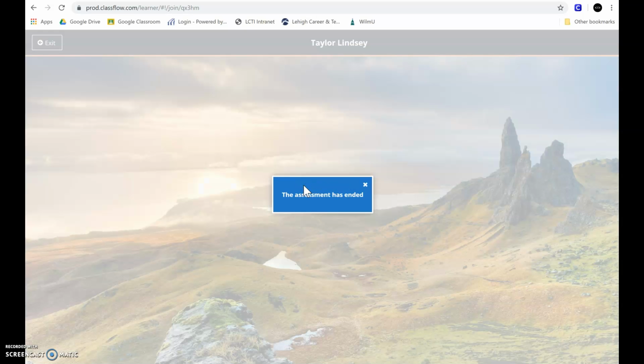Now with the assessments, I can pause them. I can start to look at student answers. So if I wanted to go through with my warm-up, I can do that.